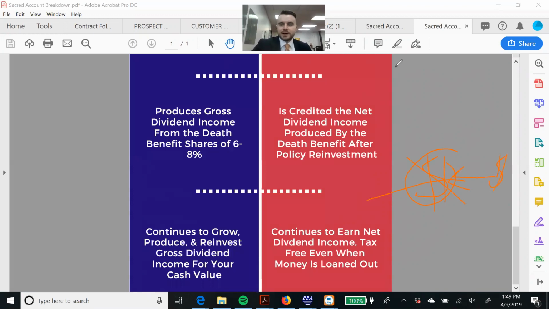The other thing you can do is you can pay off debt. Okay, so if you pay off debt on the policy, you now have money freed up from that debt, and you can use that old debt payment that's now free to pay your policy back early and basically pay your loan back, avoiding interest. All right. So guys, this is the simple breakdown of the sacred account.